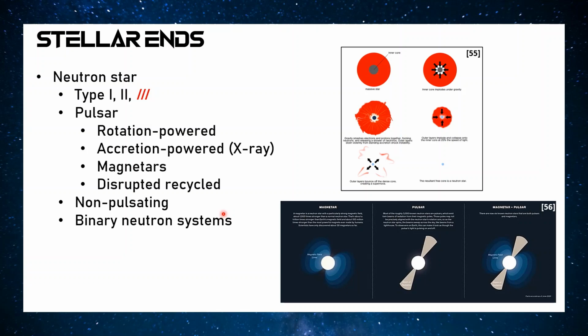There are non-pulsing neutron stars, and then also binary neutron star systems, which is about, actually, I think 5% of all neutron stars are in a binary system. And you can see through this picture here, this is an example of neutron star formation. You see a massive star collapses and leaves a neutron star, and then the different neutron star types, magnetar pulsars, and you can have both at the same time.